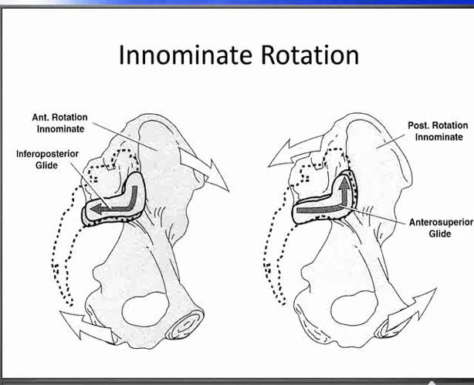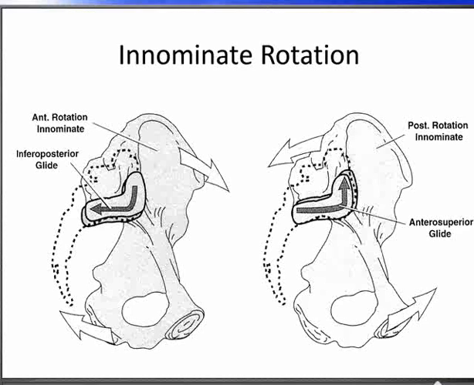With anterior innominate rotation, you get a glide along the short arm in an inferior direction and a glide in the long arm in a posterior direction. So essentially, with anterior innominate rotation, you have an inferior-posterior glide. Inferior on the short arm, posterior on the long arm, and this happens together. If you were to reverse that motion and go posterior innominate rotation, you get the reverse glide occurring. You'll have an anterior glide along the long arm and a superior glide along the short arm. Combine the two together and you get an anterior superior glide with posterior innominate rotation.